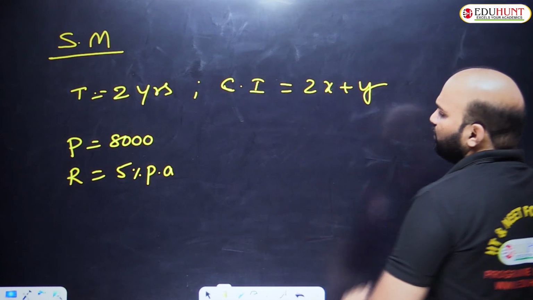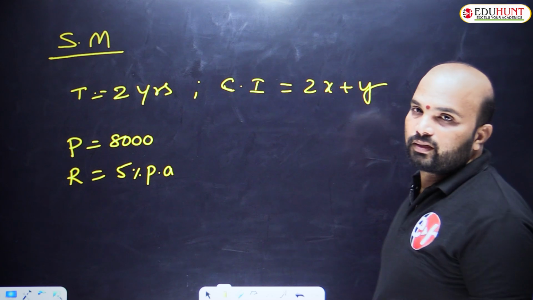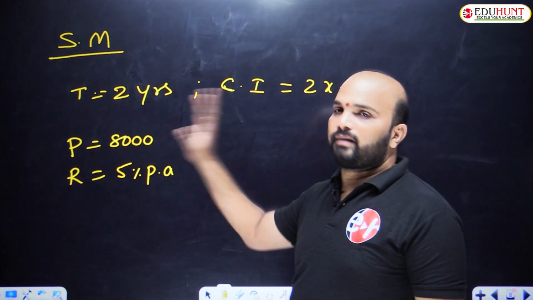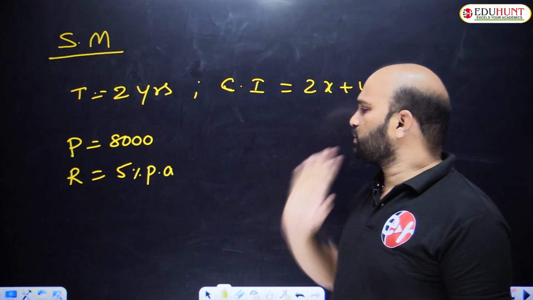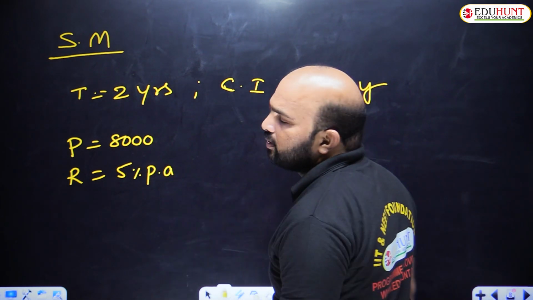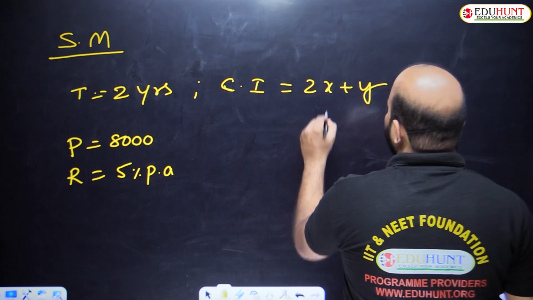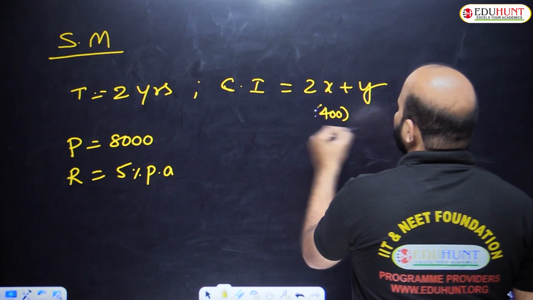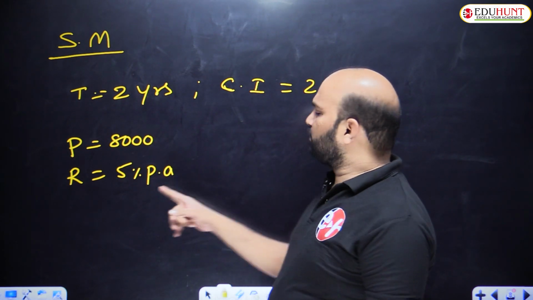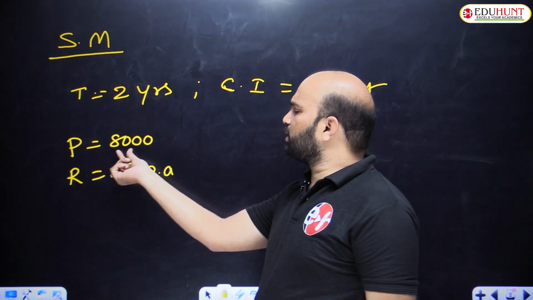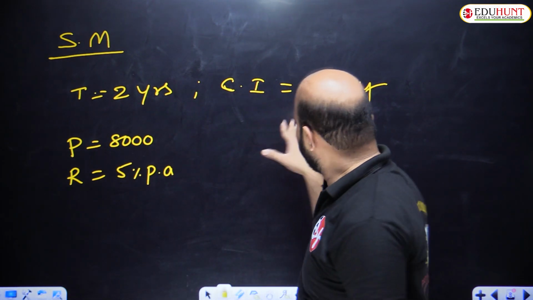So how will we get the x value? The 5% value of the principal 8,000 is called x. So x and y always depend on the rate of interest, and here the rate of interest given is 5%. So 5% value of 8,000: 10% value is 800, 5% is nothing but 400, that is x. If it asks for the 5% value, first find the 10% value, and 5% is half of 800, which is 400.